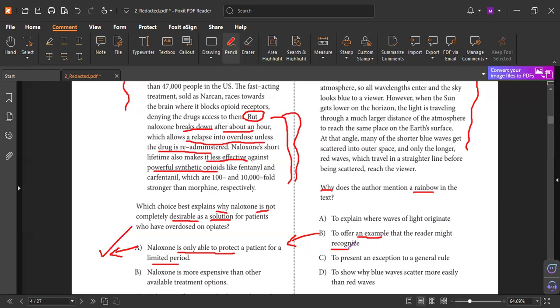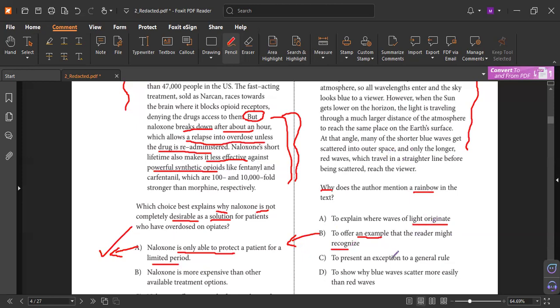So the author or writer wants to make the reader understand something. So he gives an example the reader already knows. So that means to make the idea easy for the reader to understand. Letter A is wrong. Why? Because we are not talking about the origin of the light. The main idea here is not about the origin of the light.